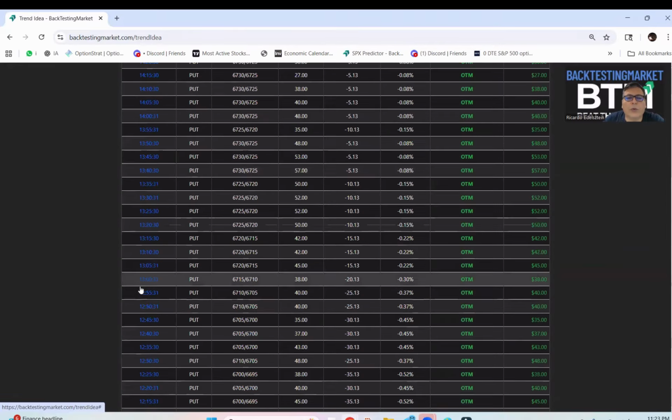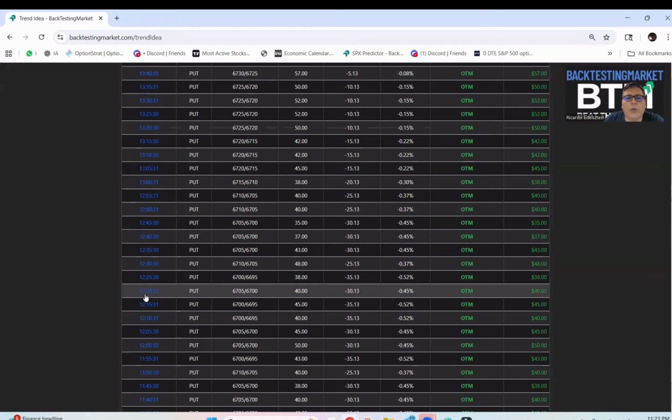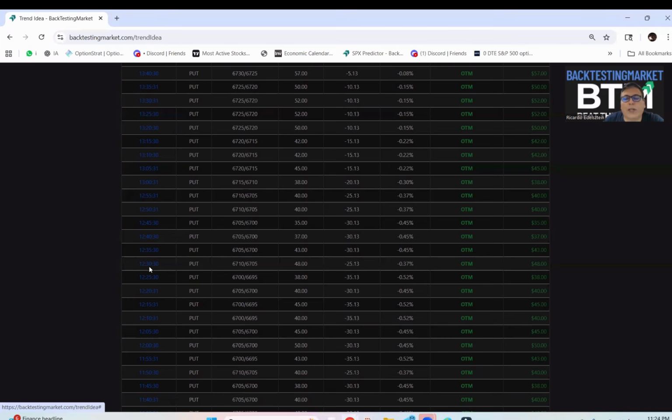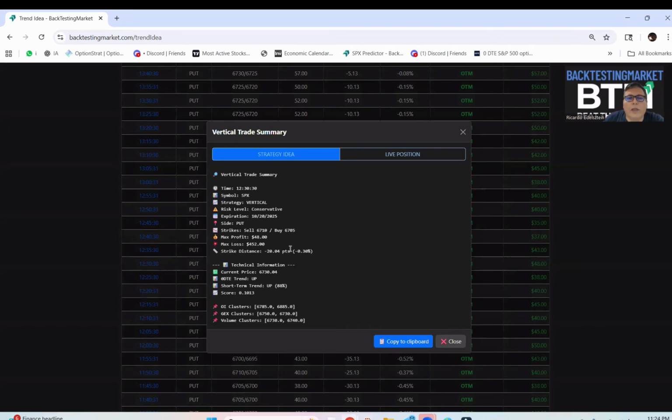One of the things that you're going to see when you choose your idea, or when you want to analyze your idea, is that BTM will give you the time of the idea, the symbol, and the strategy. It's a vertical. Also, we have ideas for iron condors. For me, at least, I like verticals better. That's where we have seen a better profit. We'll also tell you the type of risk level that you're choosing, and the expiration.